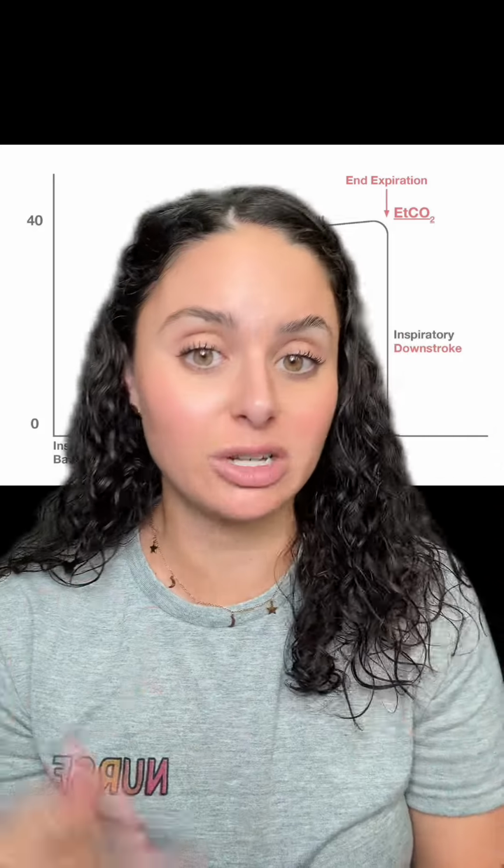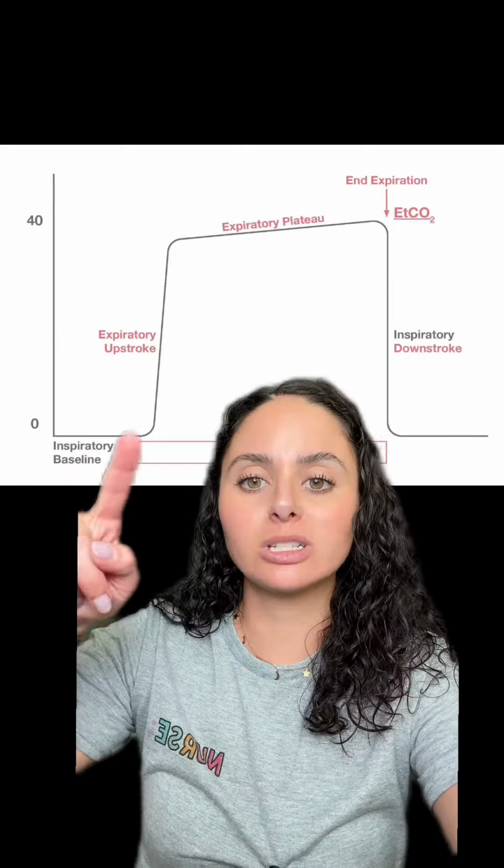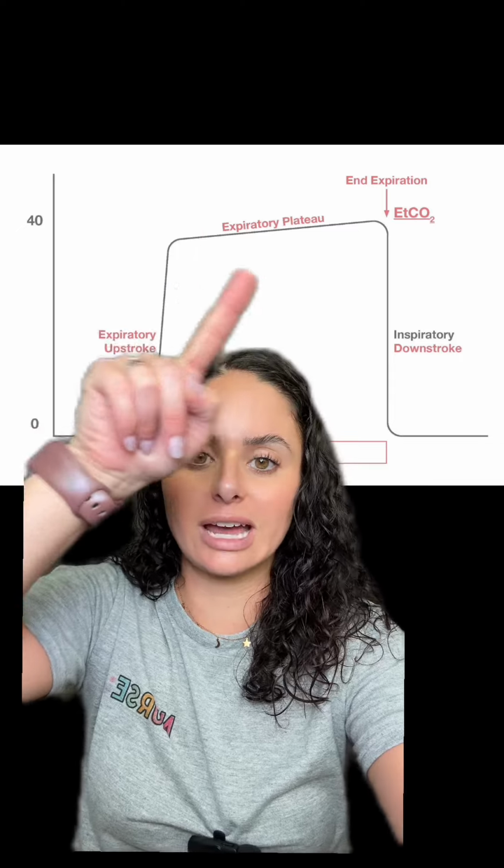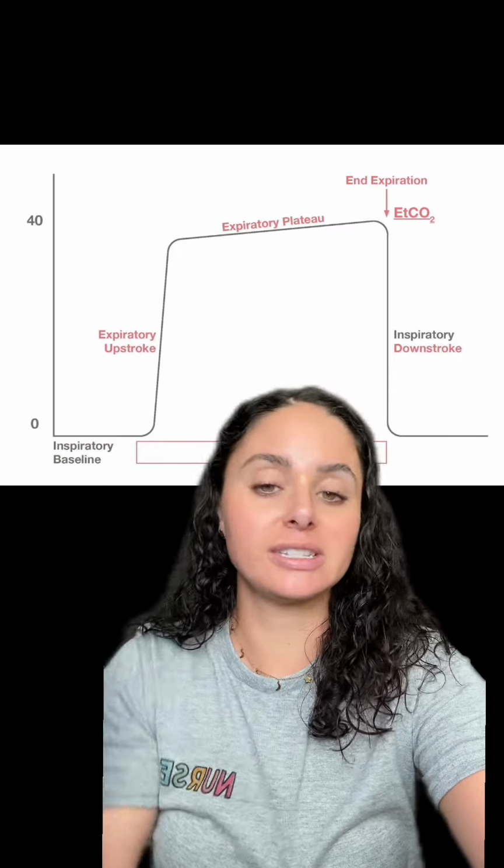and so I thought we could talk about this waveform as well as some different devices that we use to monitor End-Tidal CO2. Starting off with the waveform. So our normal CO2 is between 35 and 45. You can see here, 40 is kind of right where we see this patient's End-Tidal CO2.